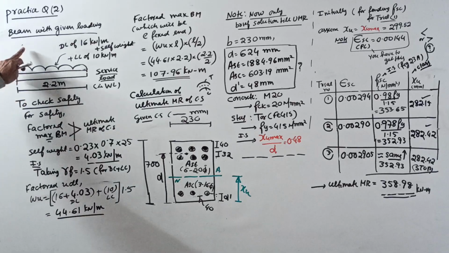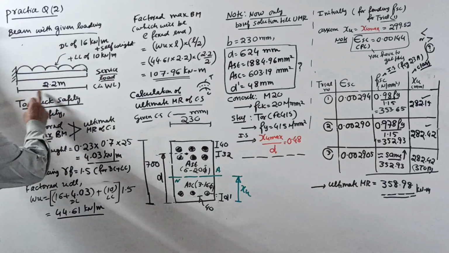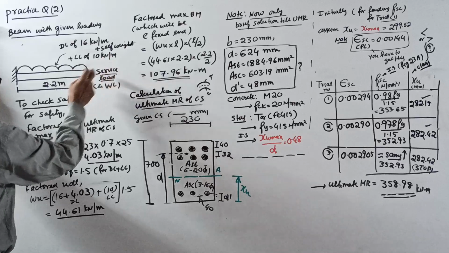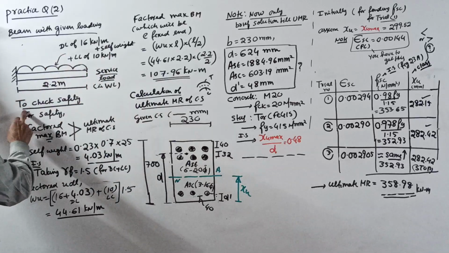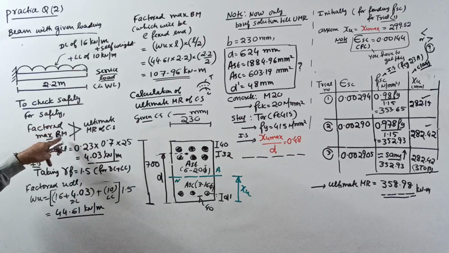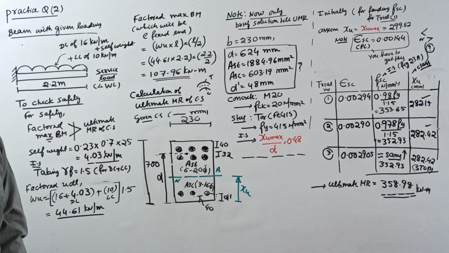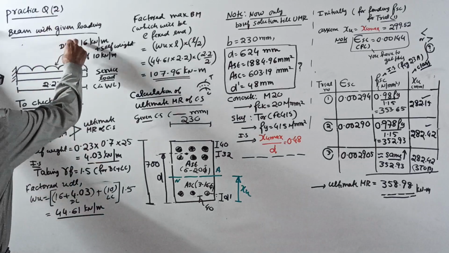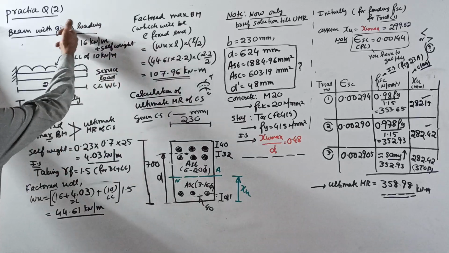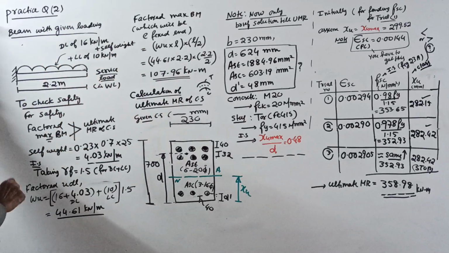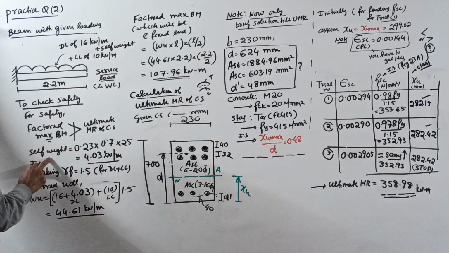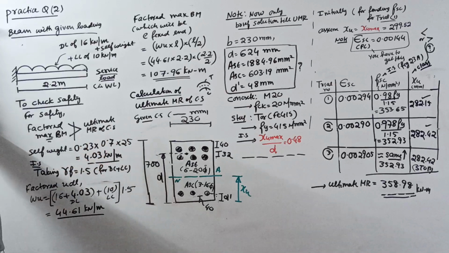Start now first. Remember, beam with the given loading: span 2.2 meter, dead load of 16 excluding self weight, live load of 10. To check the safety, already told, for safety, factored maximum BM should not exceed ultimate MR of the cross section. So, for the given loading, first find factored maximum BM. Remember, the given loadings are service load or working load. But this dead load of 16 is excluding self weight. Find first self weight. I will not explain how to find self weight now.